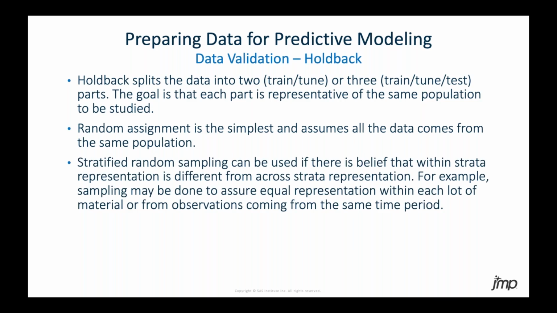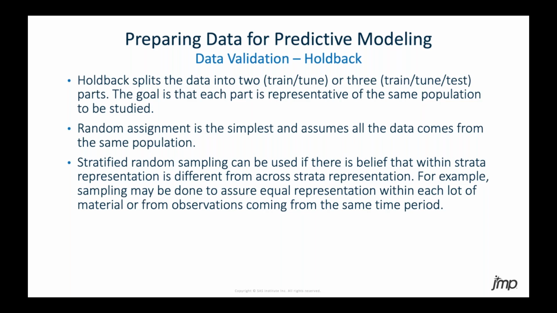The other thing to keep in mind is that in some cases I want to do some sort of stratified sampling. In this case, I might believe that within strata, representation is a bit different than across strata representation. This might happen for a time-dependent case where data from one week might be different from data from a second week. So I probably want to split my data up so that I've got an equal representation in test, training, and validation, or test and validation for each week.